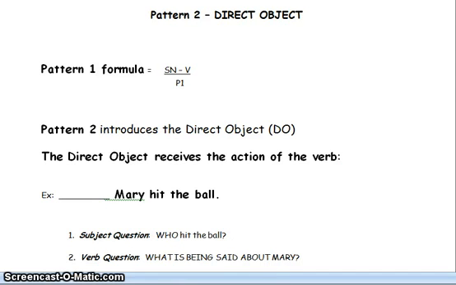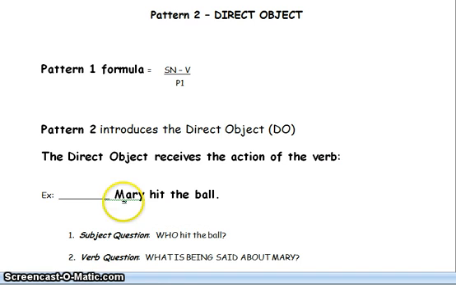Okay, it's time for us to go ahead and get started with the Pattern 2 sentence. So just as a quick review, we're going to look at the Pattern 1 sentence, and we're going to recall that the formula was subject, noun, verb, Pattern 1. With the Pattern 2 sentence, we're going to introduce two new concepts, one of which is called the direct object, or the DO. And the definition of a direct object is the direct object receives the action of the verb. And I think the best way to show that is to just do an example.